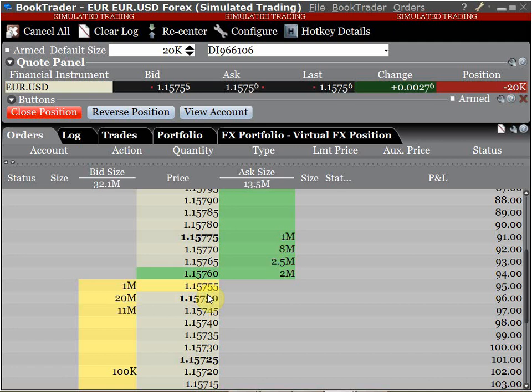Spoofing is illegal under US law, and most jurisdictions will try to make it illegal. So spoofing is one term that you need to be aware of in the context of what is going on in modern markets.